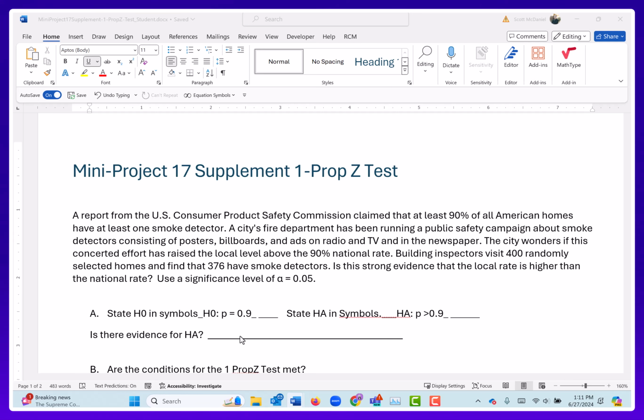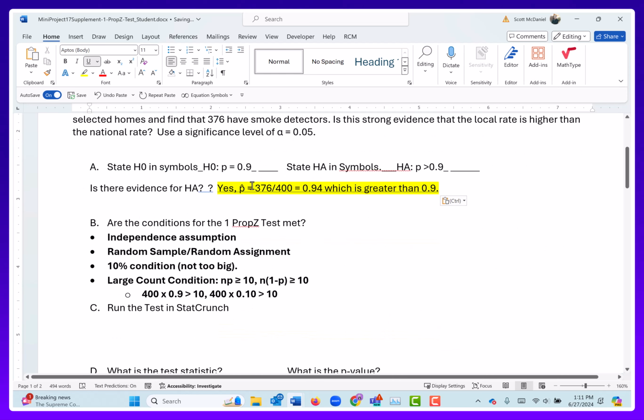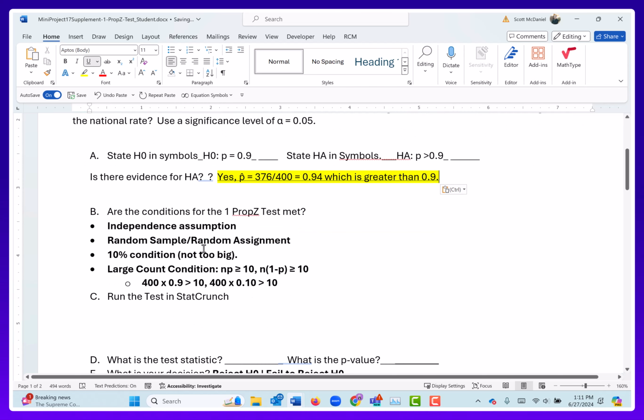And I believe on the mini projects, I just have you choose one of the choices, and that's what I'm looking for. I probably did that because getting p hat there is not super easy. Are the conditions met? We sort of assume that they're met. I might even have said that up here. Independent assumption, that they were independently selected. They just didn't go to one apartment complex in one part of town and get everybody there. So random sample, random assignment.